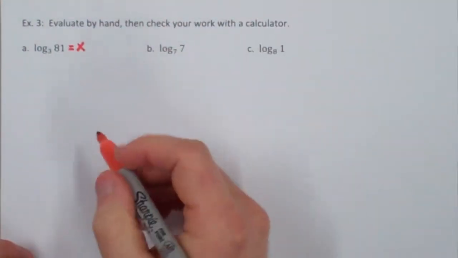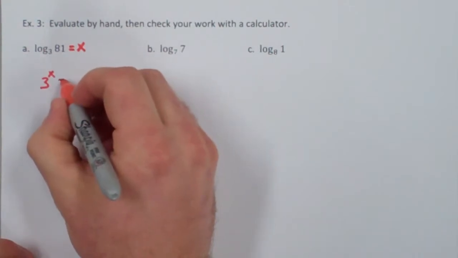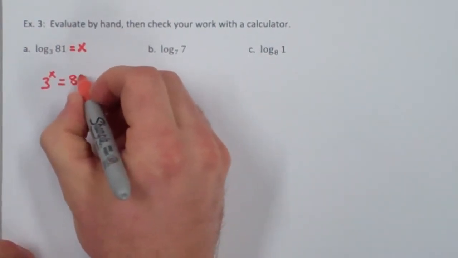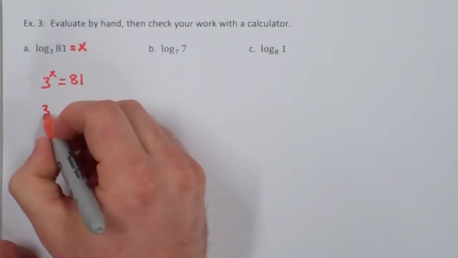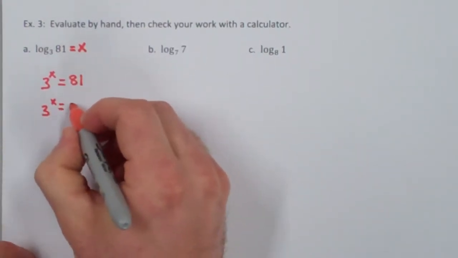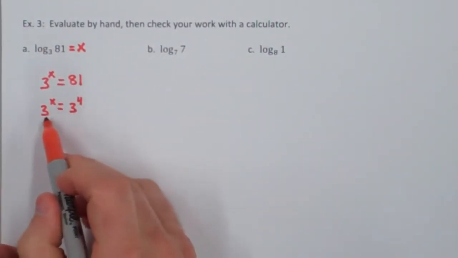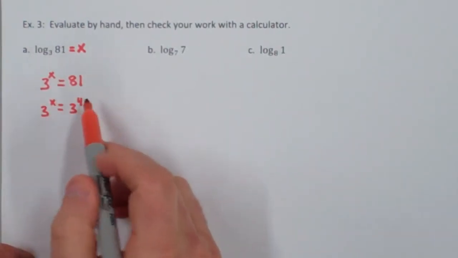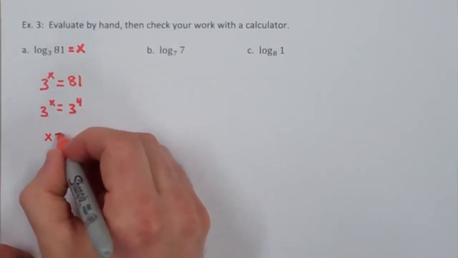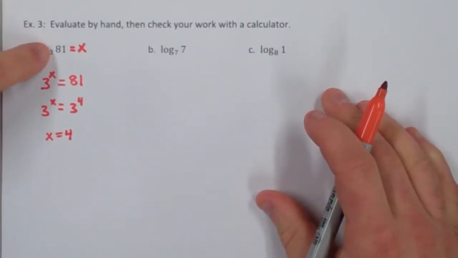We can change this back into an exponential. So this is 3 to the x power is equal to 81. We can change the 81 into 3 to the 4th power. If you have one base on each side of an equation, it's the same base, then you're allowed to set the exponents equal to each other, so x will be 4. In other words, 3 to the 4th power is 81.